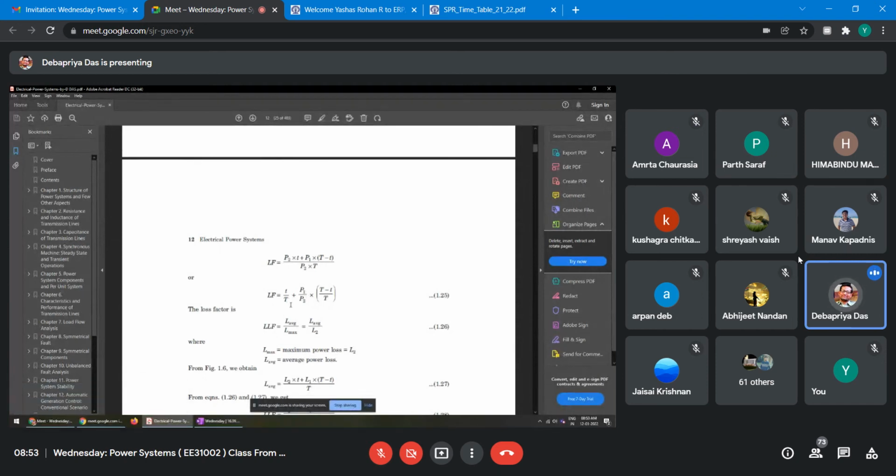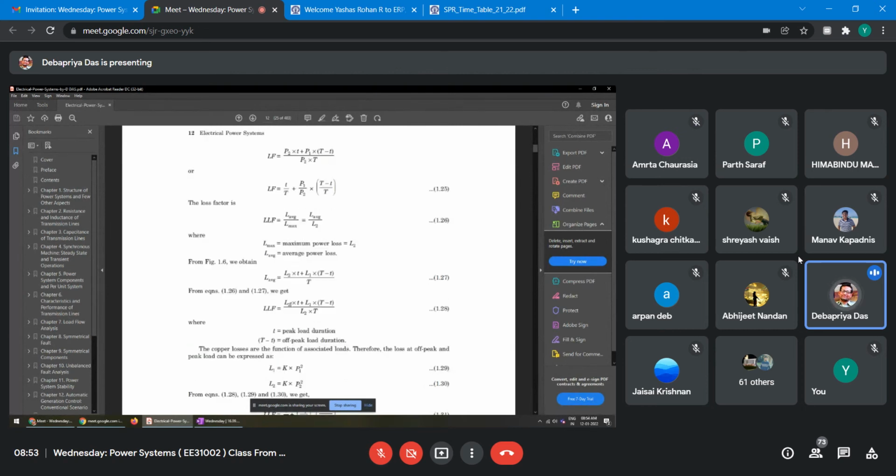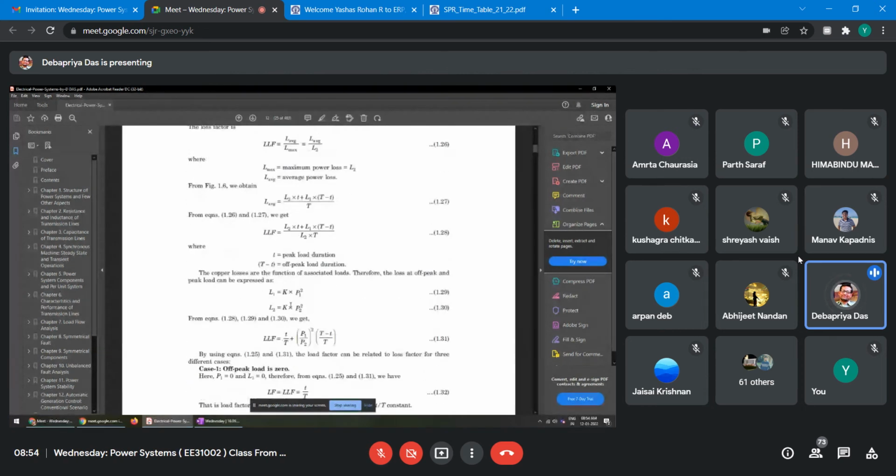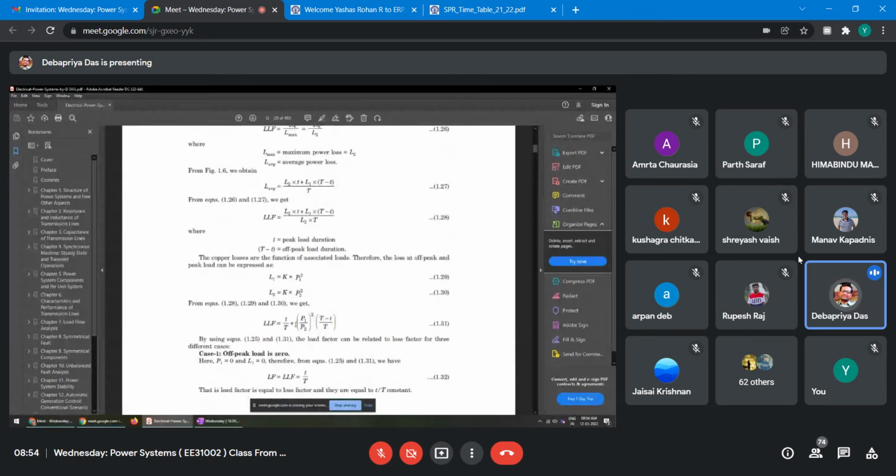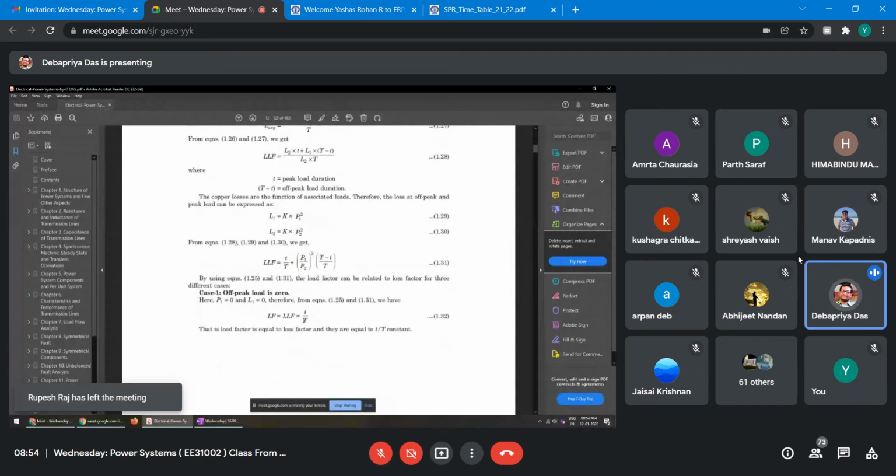Then load factor will be small t upon capital T. Right, P1 is 0, because no off-peak load. And similarly here also, if P1 is 0, loss factor will also be small t upon capital T. Therefore, load factor is equal to loss factor, which is t upon T, and there is no off-peak load. That is, the load factor is equal to the loss factor and equal to small t upon capital T. Because some relationship we have to establish, right?